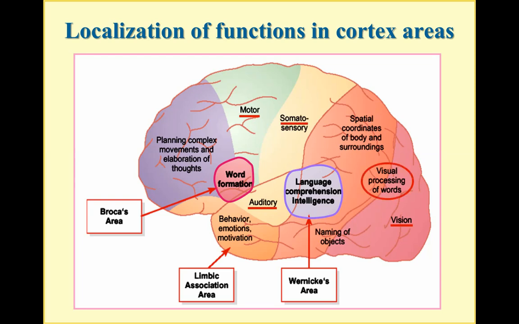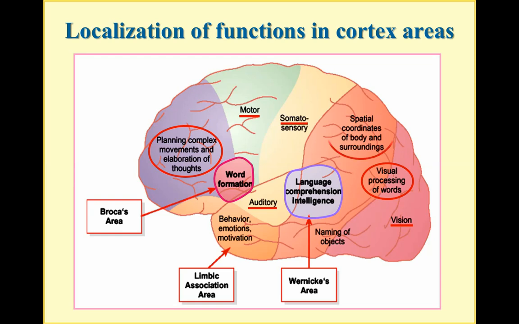Then you can see visual processing of words. Here the arcuate fasciculus goes from the visual cortex to Wernicke's area to produce the ability to estimate the visual information, visual input for words. Then planning of complex movements, elaboration of thoughts. As you can see, not all the functions are listed here because there is not much space, but some main functions are shown. But you remember the total range of functions is wider.